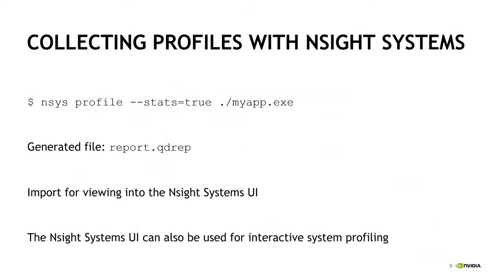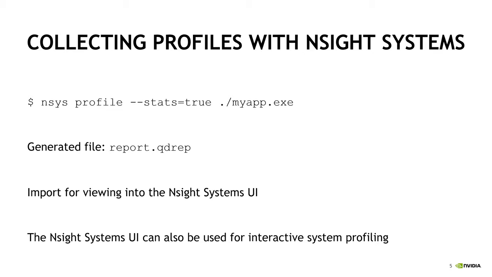It's pretty simple to collect a profile with Nsight Systems at the command line, and I will give you an example of this. In my walkthrough, you just do nsys profile and then the name of your application. And if you add --stats=true, that gives you a summary output to standard out, which summarizes a list of kernels that ran as well as other operations that occurred.